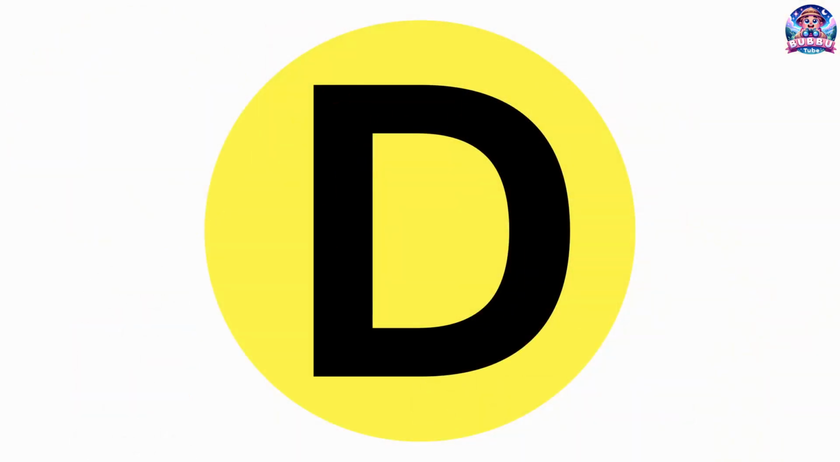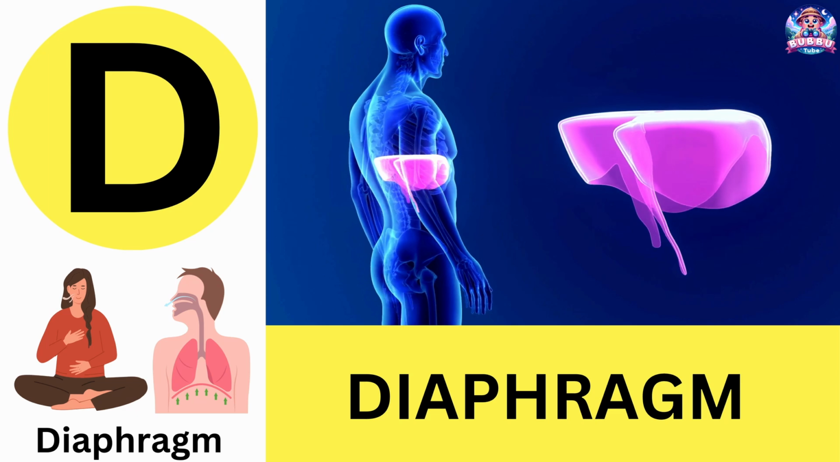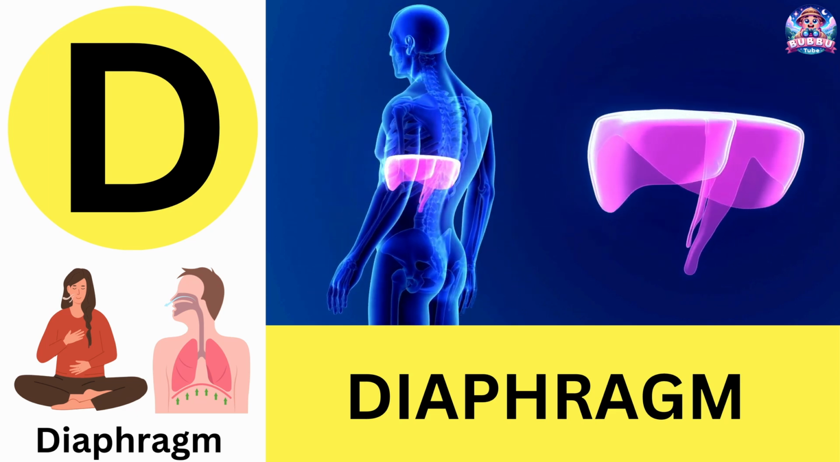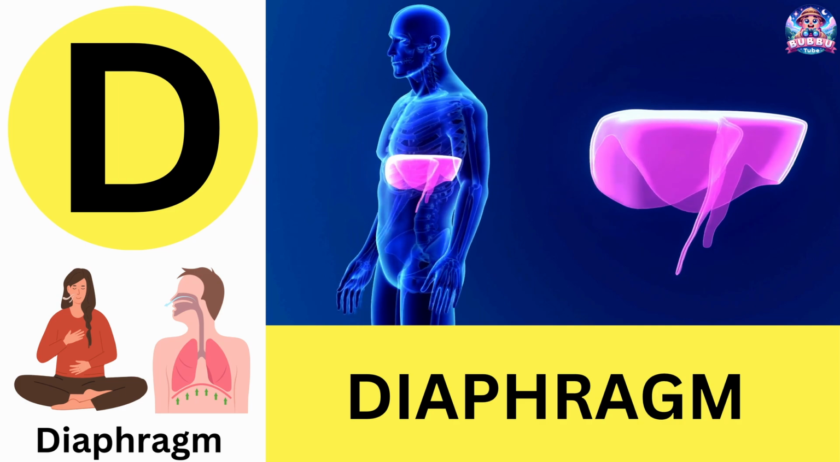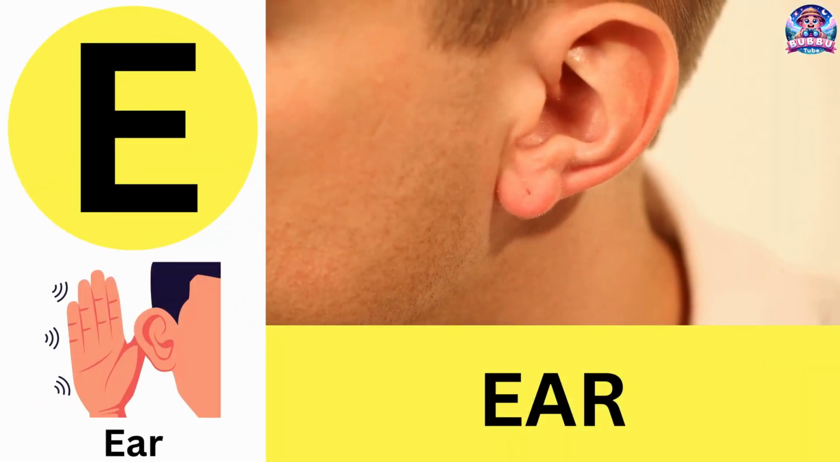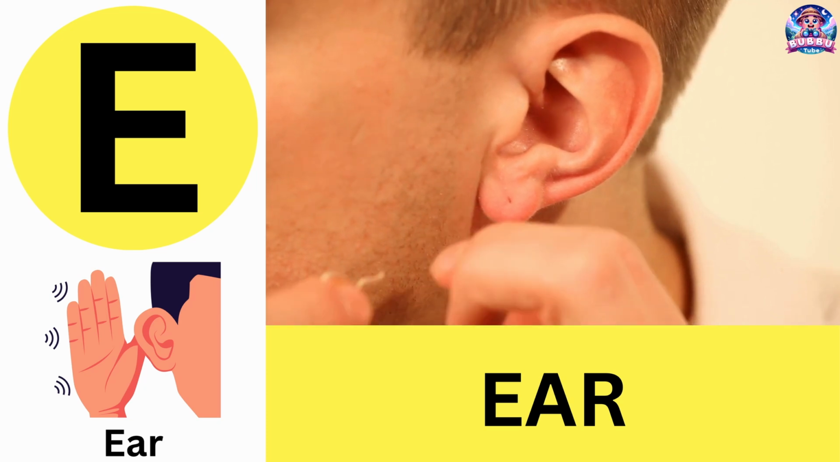D. D is for diaphragm. The diaphragm helps us breathe in and out. Diaphragm. E. E is for ear. Ears help us hear sounds all around us. Ear.